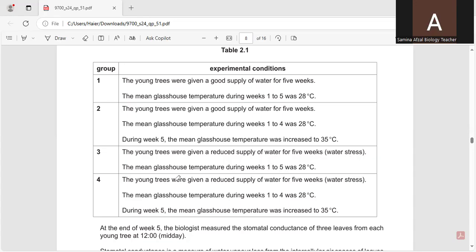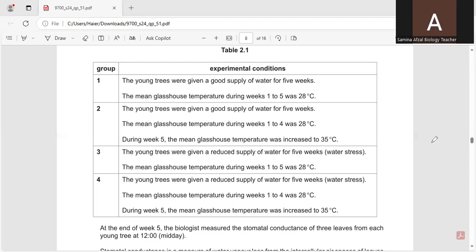Water stress. The mean glasshouse temperature during weeks 1 to 5 was 28 degrees centigrade. In group 4, the young trees were given a reduced supply of water for 5 weeks. The mean glasshouse temperature during weeks 1 to 4 was 28 degrees centigrade. During week 5, the mean glasshouse temperature was increased to 35 degrees centigrade.